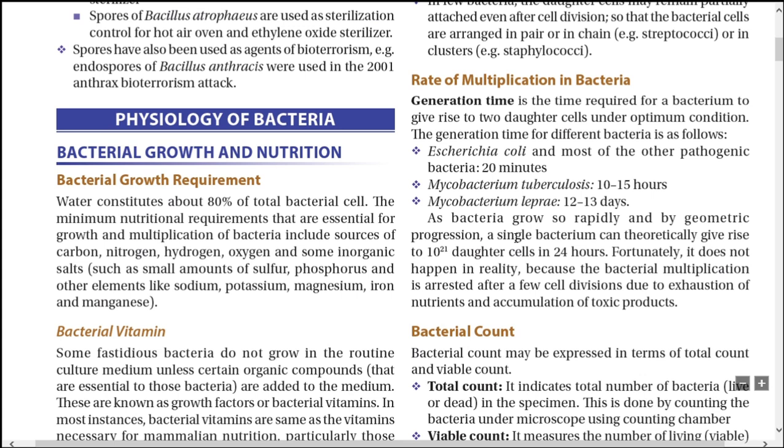So if you take Escherichia coli, it is 20 minutes. Generation time is the time required for a bacterium to give rise to two daughter cells under optimum conditions. We know that Escherichia coli generation time is 20 minutes. If you take Mycobacterium tuberculosis, 10 to 15 hours; Mycobacterium leprae, it is 12 to 13 days. So that is important.